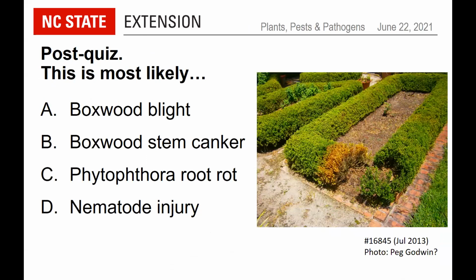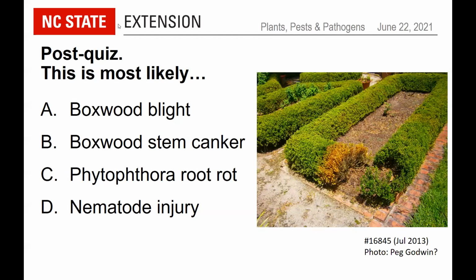So that is a quick review of some of our key boxwood disease problems. And let me go ahead and relaunch that poll. Well, not the same poll, a different poll, asking this question. The picture here is a boxwood. It's our kind of poster child from the beginning of the presentation. But based on what you've seen now, which of these do you think is most likely happening in this boxwood topiary? Is it boxwood blight, stem canker, Phytophthora root rot, or nematode injury?